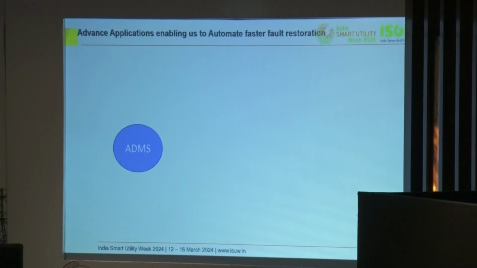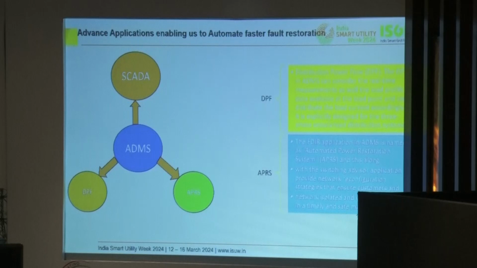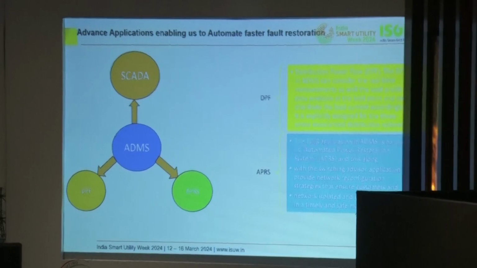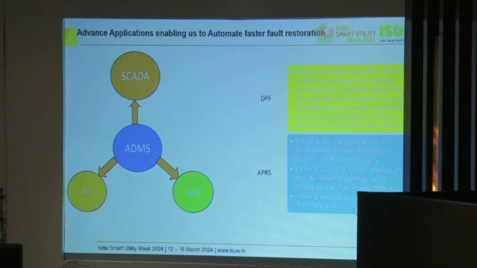The base application that we are currently using is the Advanced Distribution Management System, and one of the modules we are using is SCADA. Some new technologies that we call DPF and APRS are also added on this. We call them distribution power flow and automatic power restoration system. As I have already discussed, our grid substations are totally unmanned, using SCADA to operate the devices from a control center, and down the line some devices are also automated through distribution automation. But being in a discom business, it is not feasible to automate all the equipment.